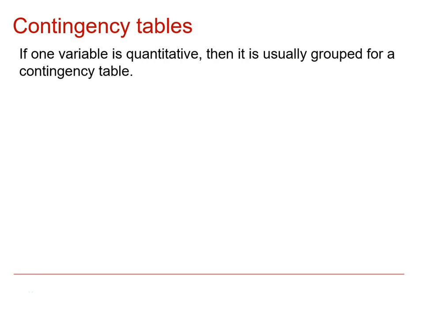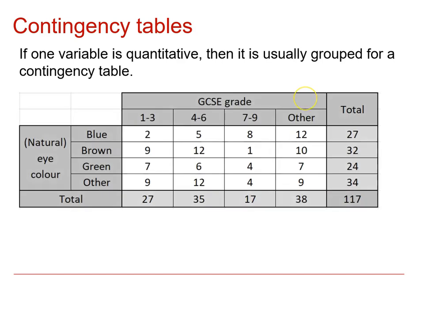If one of those variables is quantitative, it's usually grouped for a contingency table. We still have an other column though. What might that be? Well, it might be for people who got a U grade, or for people who didn't take GCSEs, or possibly for people who did the old GCSEs. Now remember that this approach of grouping data will lose data, but it will probably be necessary for our test.